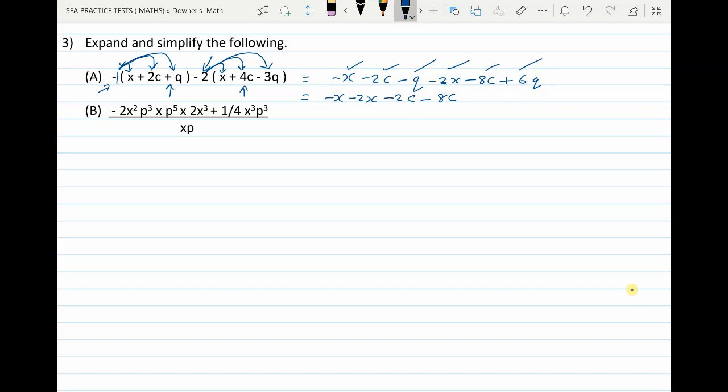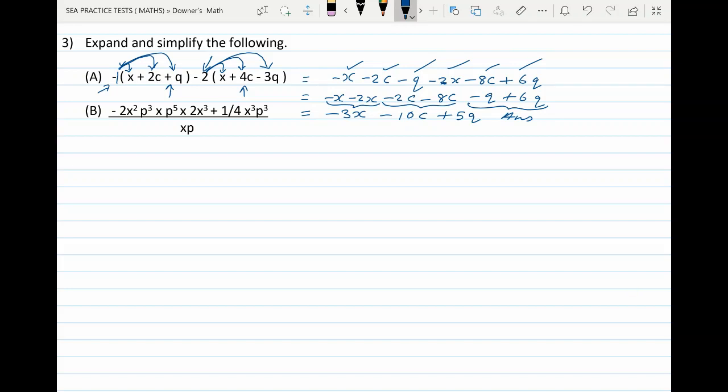So let's deal with that. Minus q plus 6q. Okay, so let's see what happens now. The minus x and the minus 2x together will give us minus 3x. The minus 2c and the minus 8c will give us minus 10c. And the minus q and the plus 6q will give us plus 5q. And of course, this will be the answer that we were looking for in part A. So that will give us our full marks.